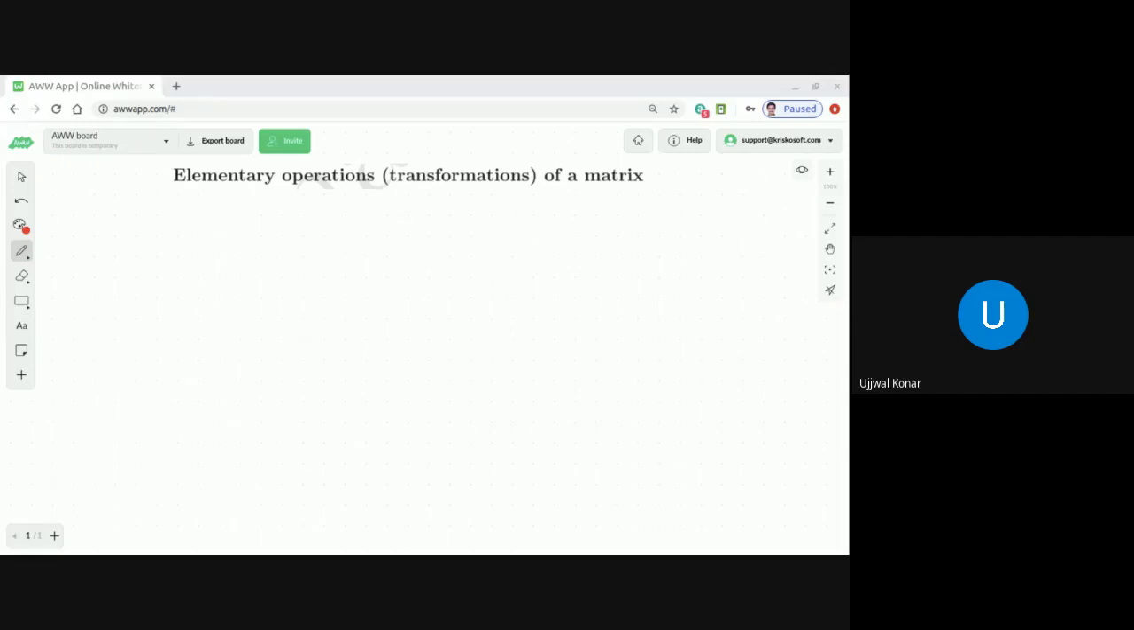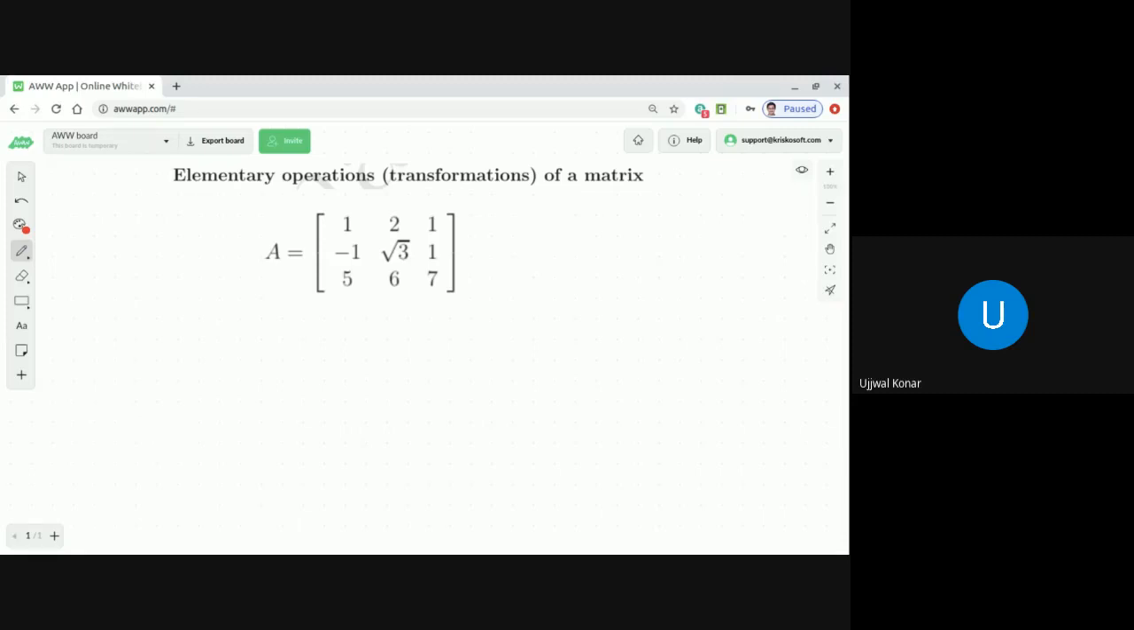Let me show you the matrix here. Now, on this matrix, we can perform operations. Okay, 3 row operations and 3 column operations, and due to these operations, we can transform this matrix. Now, as I said a few minutes back, why this transformation is required, we will see while finding the inverse of a matrix.